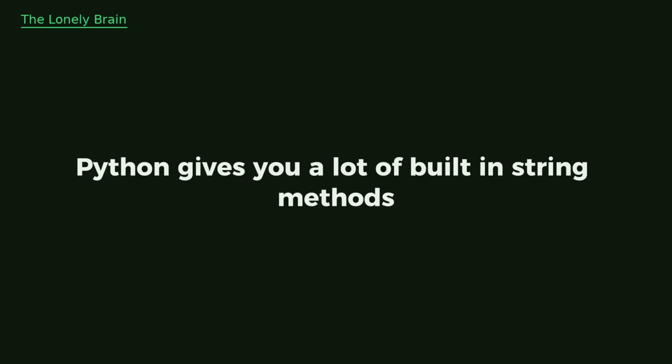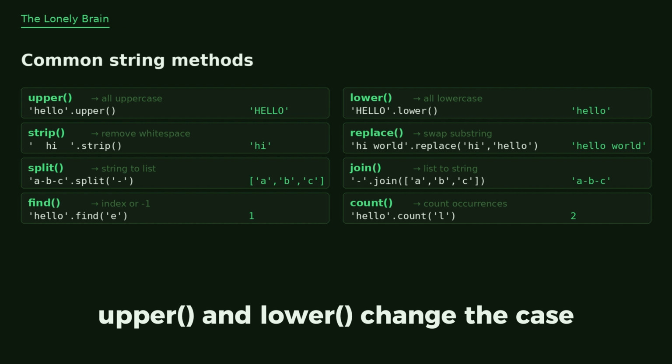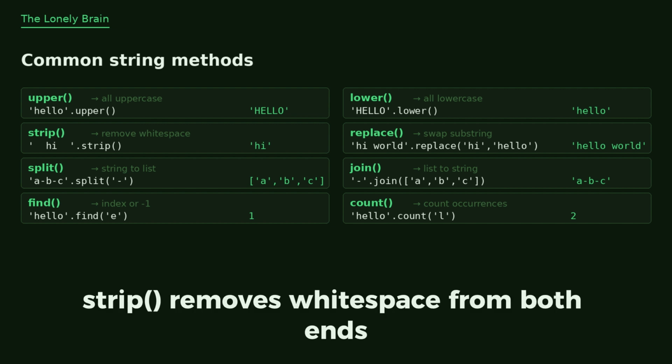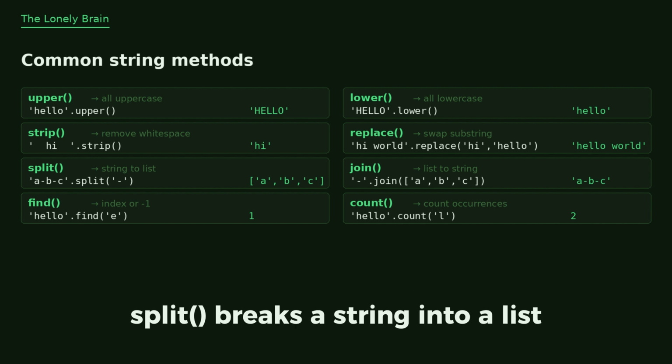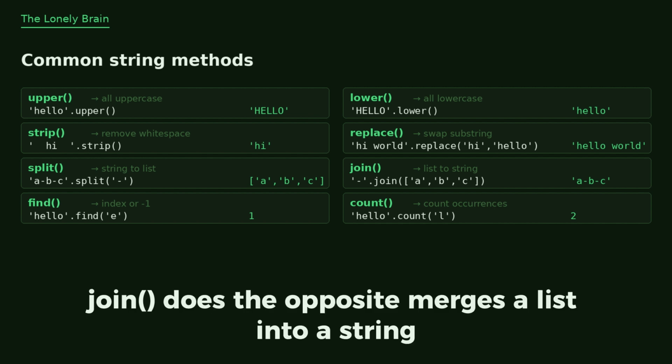Python gives you a lot of built-in string methods. Upper and lower change the case. Strip removes white space from both ends. Replace swaps one substring for another. Split breaks a string into a list. Join does the opposite. Merges a list into a string.